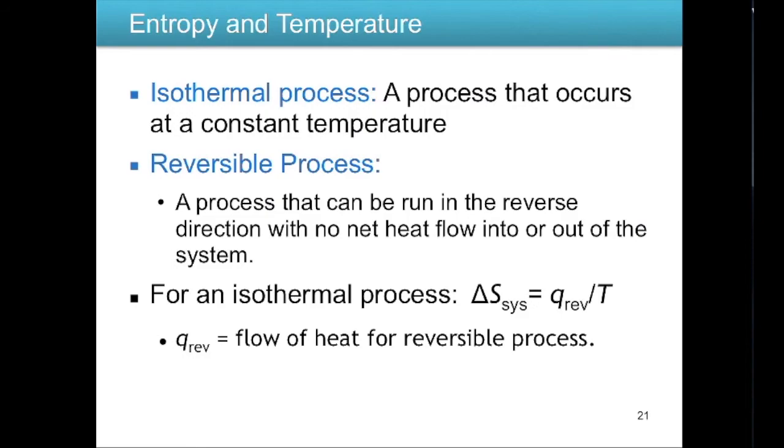So for an isothermal process, the delta S of the system equals the heat of the system divided by the temperature in Kelvin. So Q reversible is the flow of heat for a reversible process. So Q can be either positive or negative. Positive meaning that that particular system is gaining heat, negative meaning that particular system is losing heat.